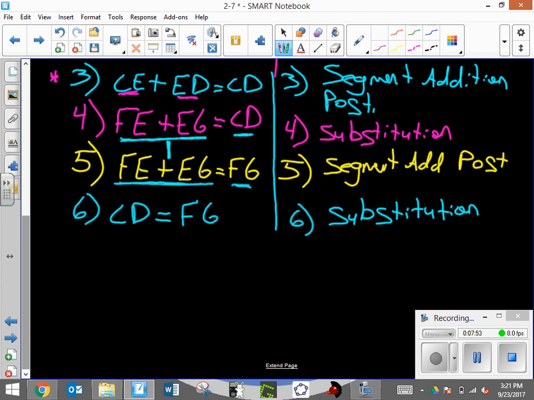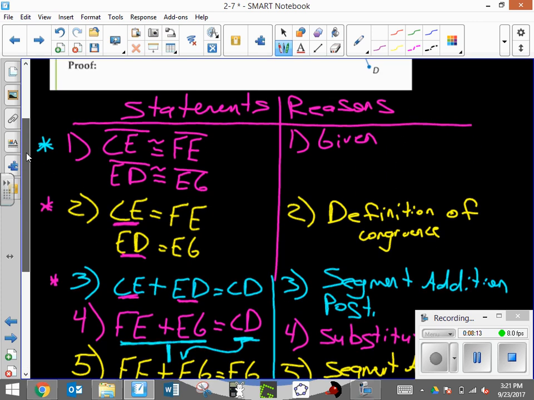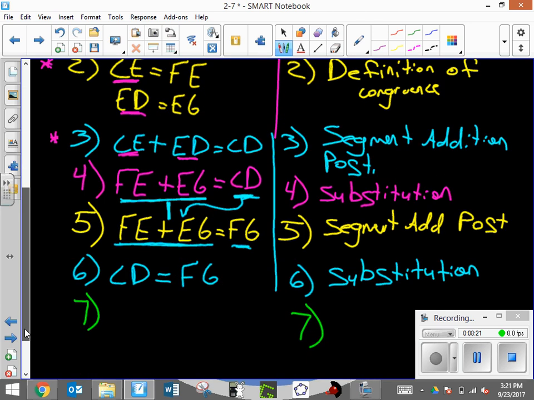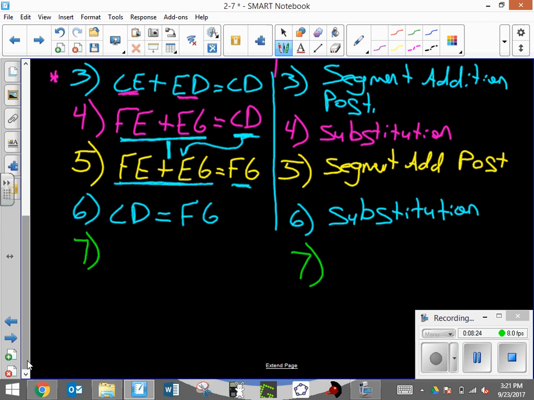I'm substituting in; you can think of substituting this CD in for this side, if you would like, or vice versa. It doesn't matter, however you want to think about it. Okay, then number 7, we're almost there. I'm going to go back up to what we were actually trying to prove so we can see that we're pretty close. I was trying to prove that CD is congruent to FG. And right now I have CD equals FG. So we're going to change that back to congruence and then we got it. Segment CD is congruent to FG.